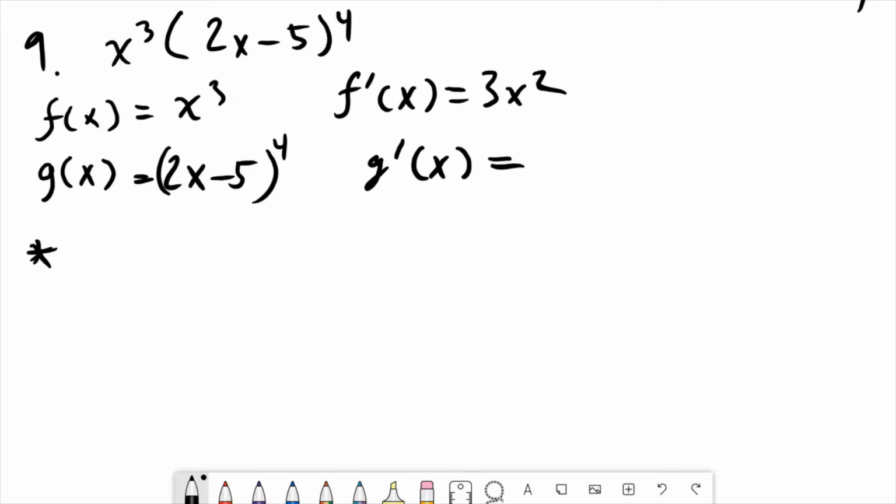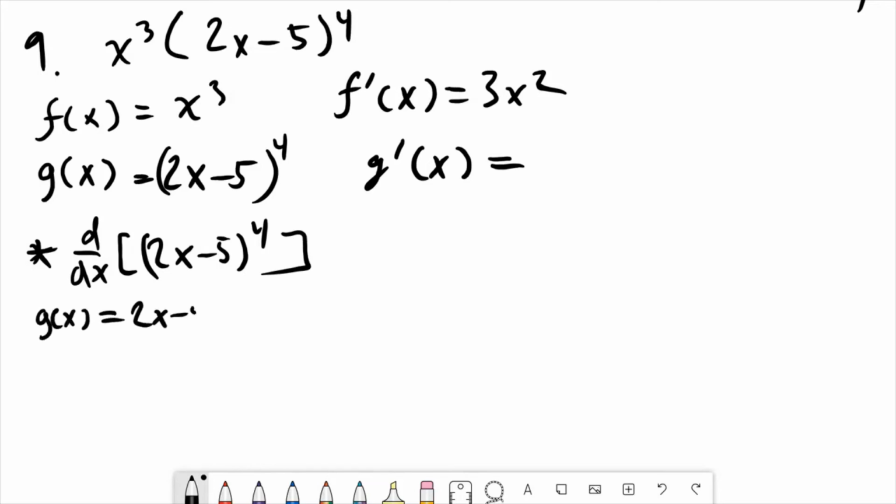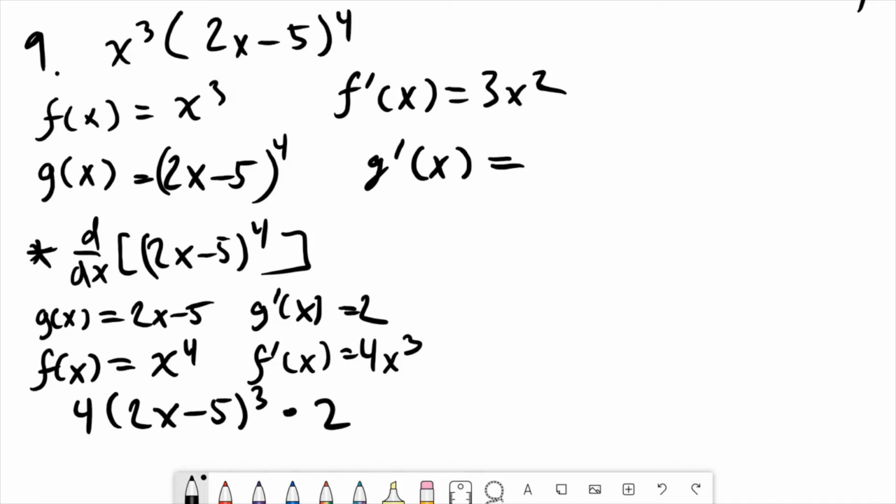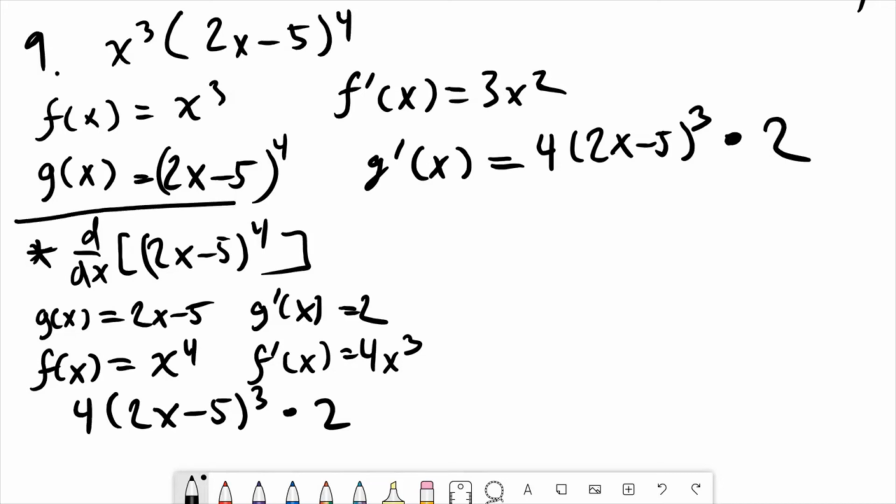Side work. What's the derivative with respect to x of 2x minus 5 all raised to the 4th power? We have the inside function, and its derivative. And then we have the outside function, and its derivative here. And then we just fill it into the formula. It's 2x minus 5, 3 times the derivative, which is 2. And that's this right here: 2x minus 5 to the third times 2. And then now we just fill it in. So this is the side work.